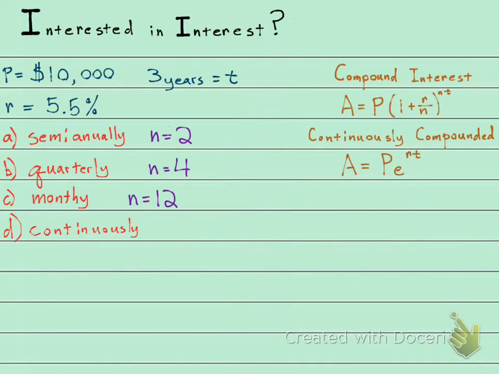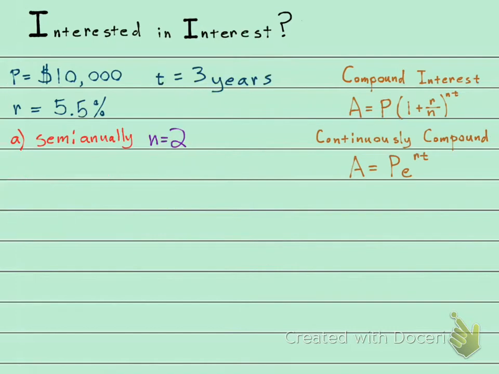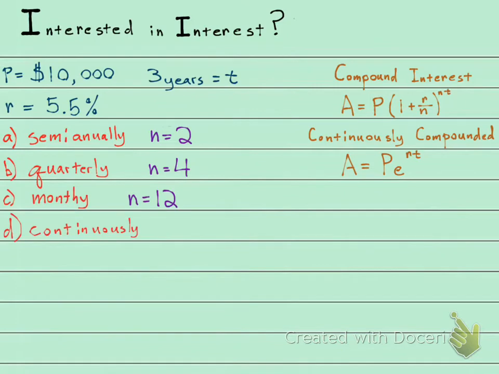All right, let's take a look at it. Let's do part A. We are going to invest $10,000 at 5.5%, and we're going to do it for 3 years semi-annually. One thing I did not say, let me go back, my rate. It's 5.5%, but when you use this in a calculation, we're going to use the decimal form. To go from a percent to a decimal, you divide by 100, or you move the decimal place back 2 spaces. So we're going to have 0.055. That is 5.5% as a decimal.